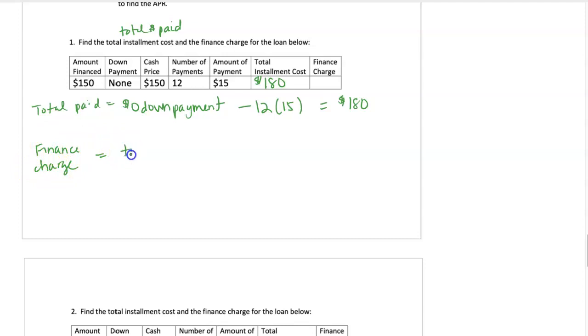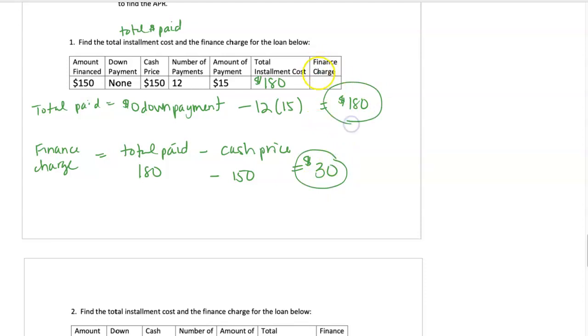So it's the total paid, 180, minus the cash price, if you went in and paid cash that day and didn't have to put money on a credit card or borrow money from a bank. And that was the finance charge.